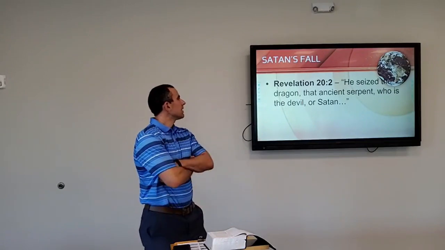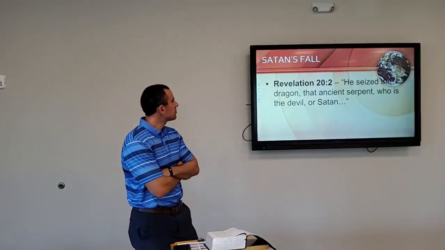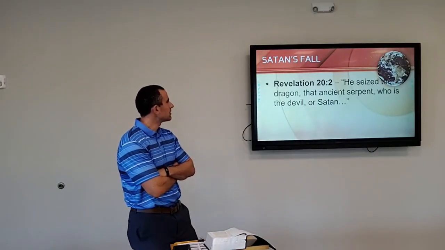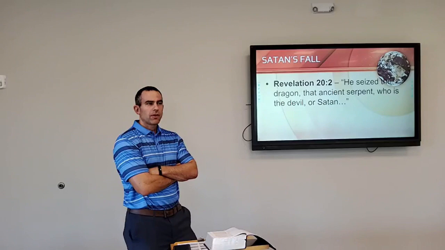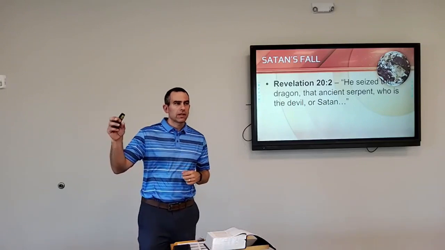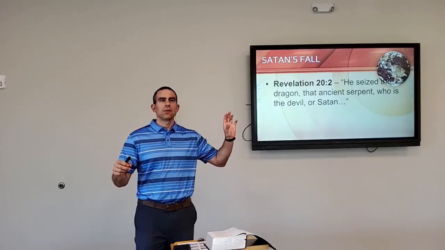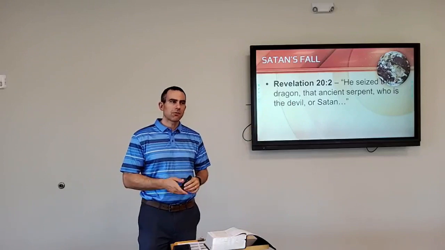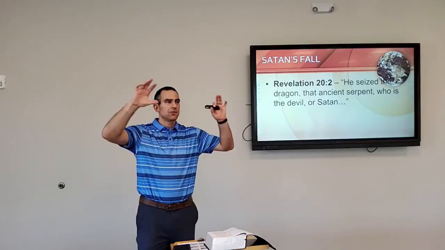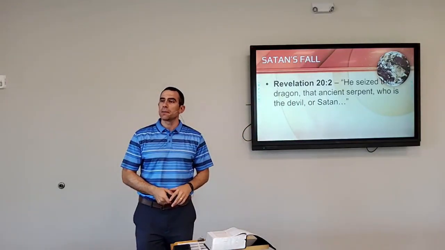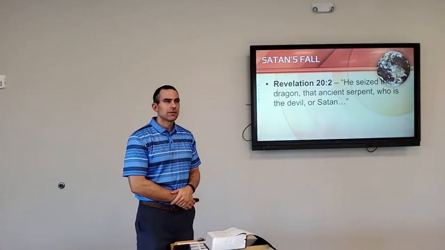One last verse. At the end of Revelation, we hear this. He sees the dragon, that ancient serpent, who is the devil, or Satan. If you were here the last couple weeks, we've seen how the end of Revelation brings up things from the beginning of Genesis. We heard a positive thing the last time we read from Revelation 22 about in heaven there's a river with the tree of life. It's kind of like the Garden of Eden, only way better. The end of the Bible brings up that ancient serpent.